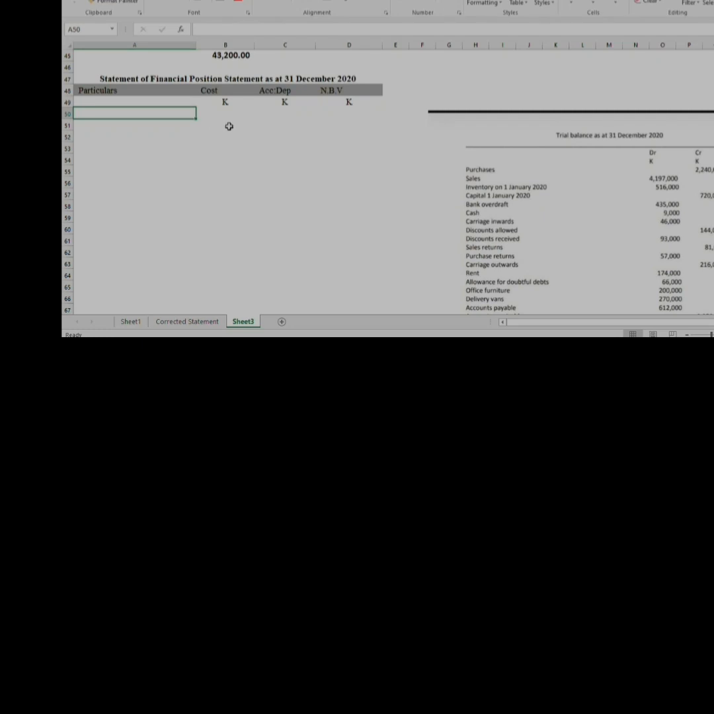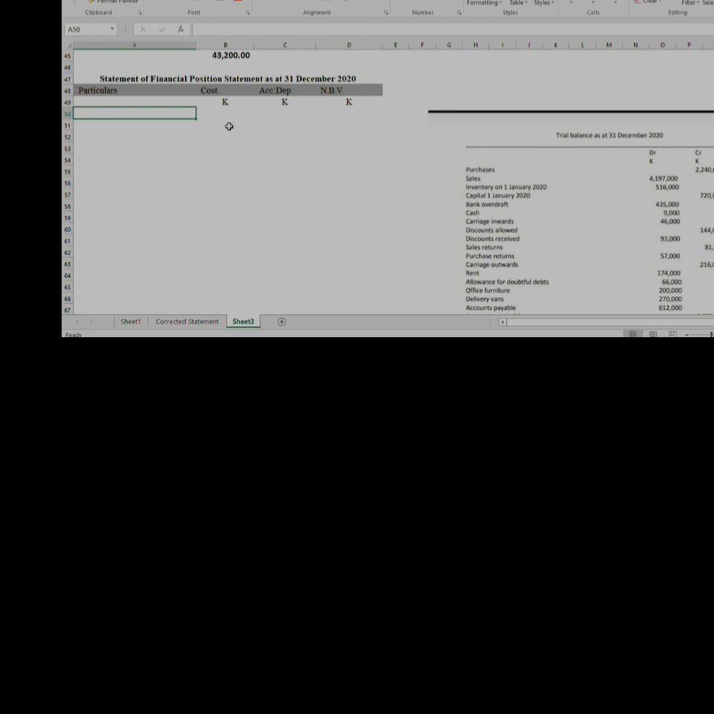Welcome to the second part of the tutorial, and in this tutorial we're going to continue from the statement of financial position statement, which we used to call the balance sheet. So now under this one we have the table or the layout where you have particulars, the cost, the accumulated depreciation, the net book value.